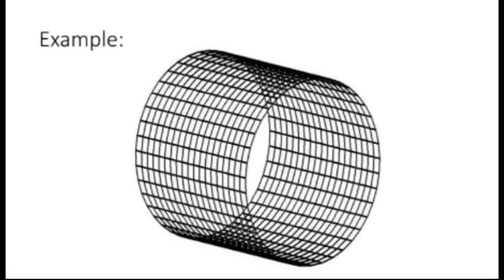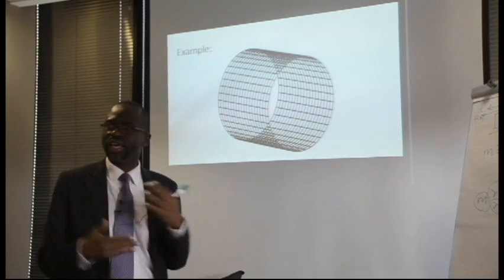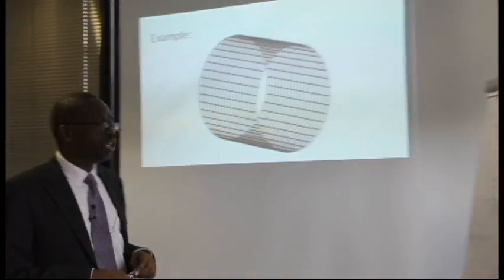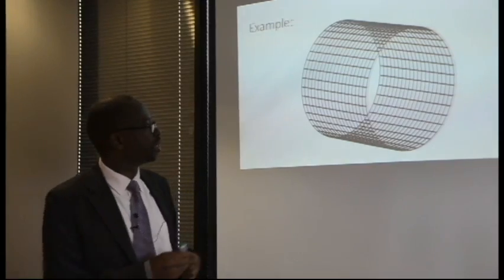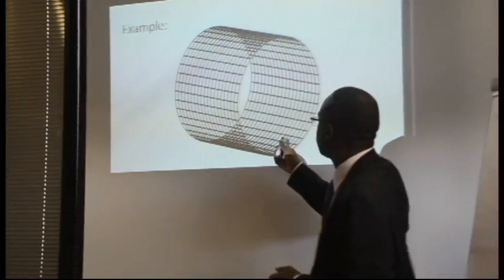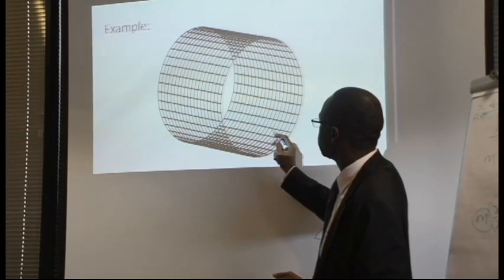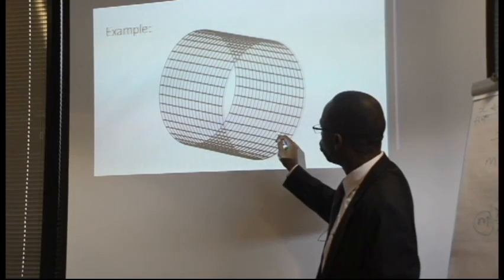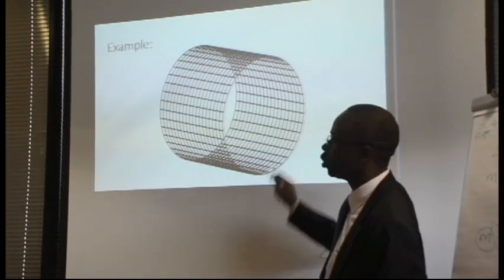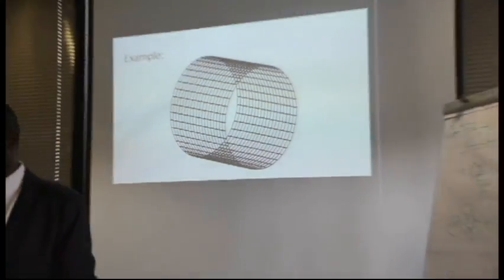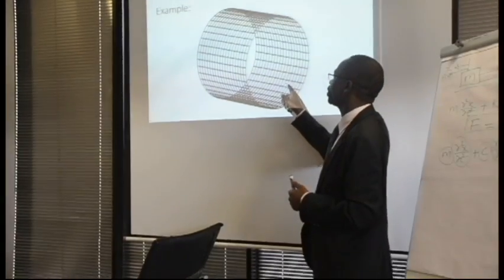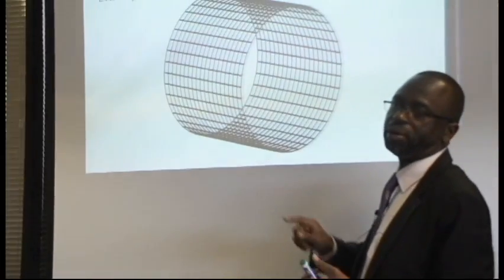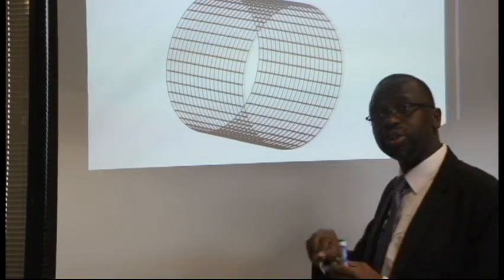How does it work? Here I have an example of a cylinder. It's just a cylinder. In order to analyze it, we divide it into what we call elements. These are elements, and each element has nodes. So when you do finite element modeling, you specify the characteristics of each of these elements: their material properties and how they are structured.